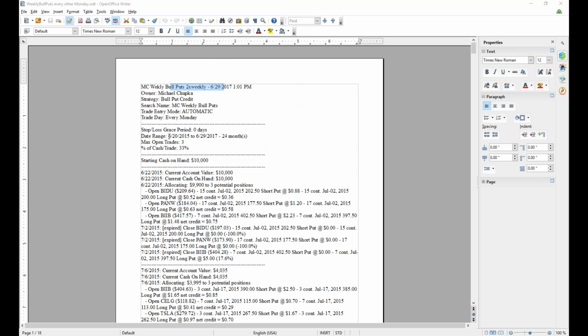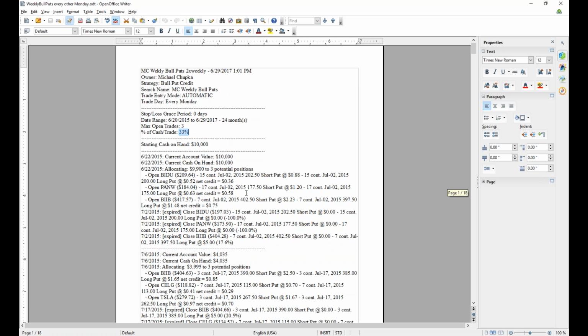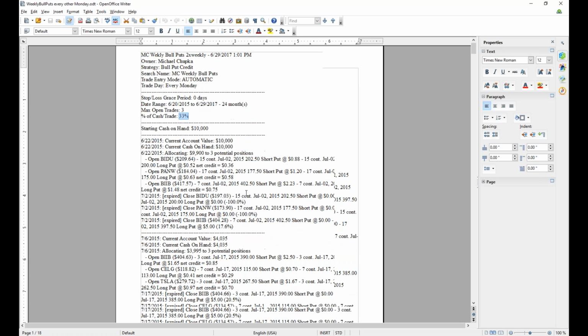And I went from 6/20/2015 to 17, 24 months. I started with $10,000, which would only represent 10% of my portfolio if I had $100,000. That's all I'd allocate to spreads. But of that 10,000, I'm going to allocate 33% to each trade. Okay, so I'm going to put $3,300 in each trade, and I'm going to open every Monday.